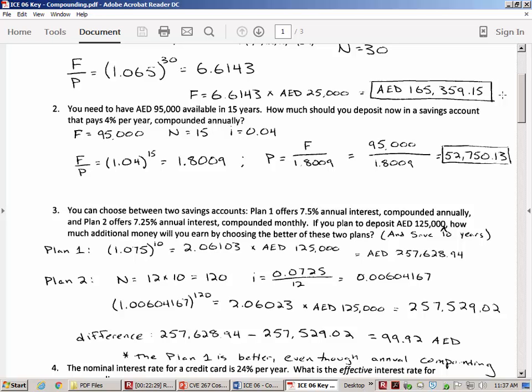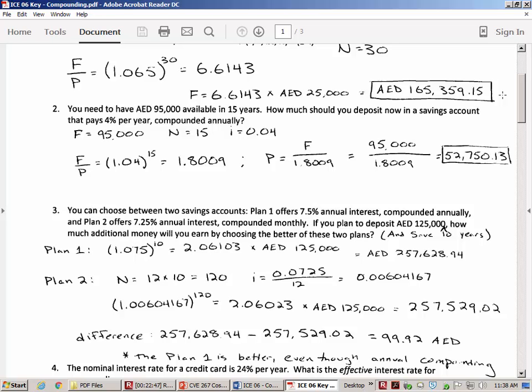So the question asked, how much additional money would you earn by choosing the better plan? Well, the better plan is the one that gives us the most money, right? So we compare these two. There's plan 1 and plan 2, and it looks like plan 1 gives us more money. So it had a higher interest rate.